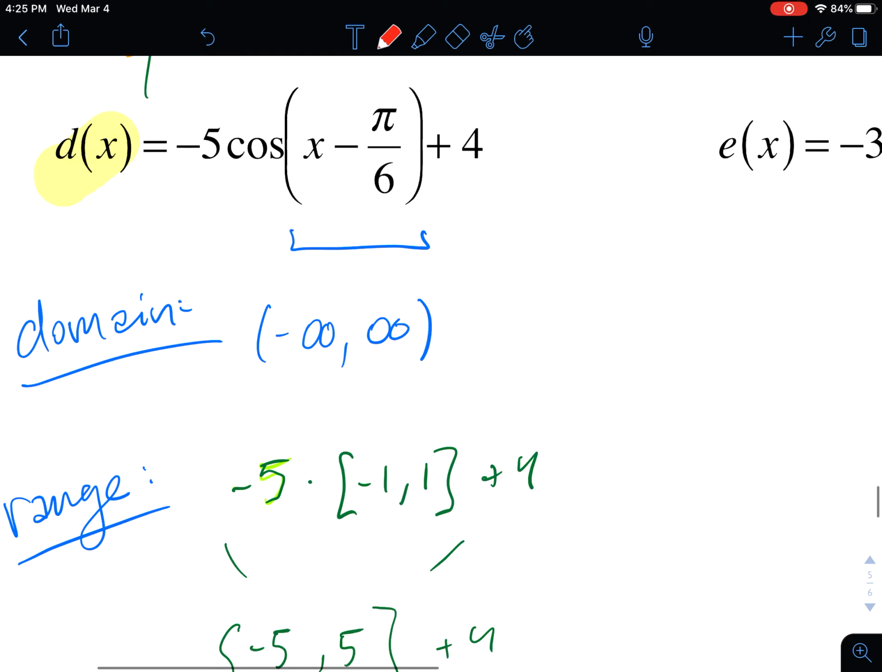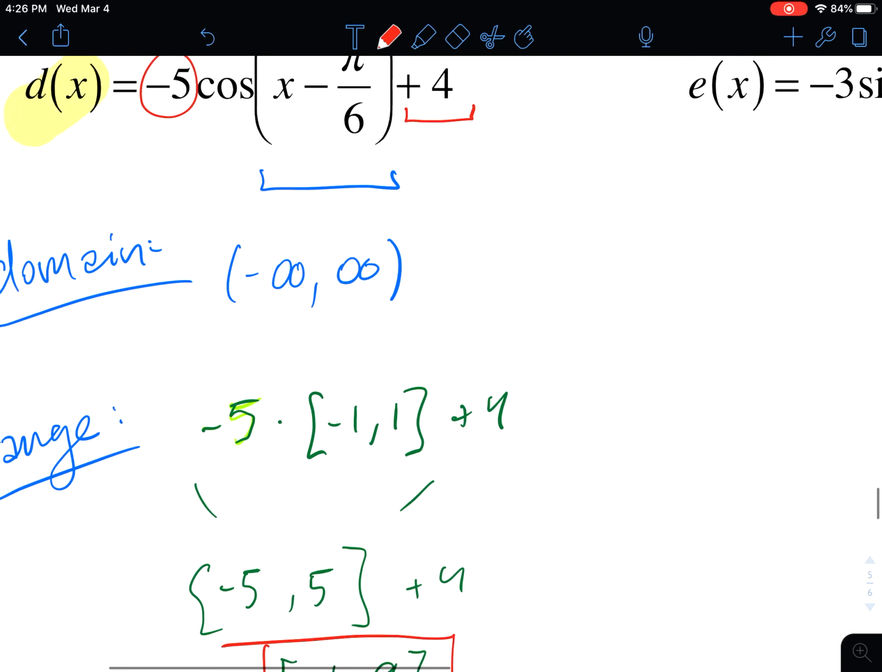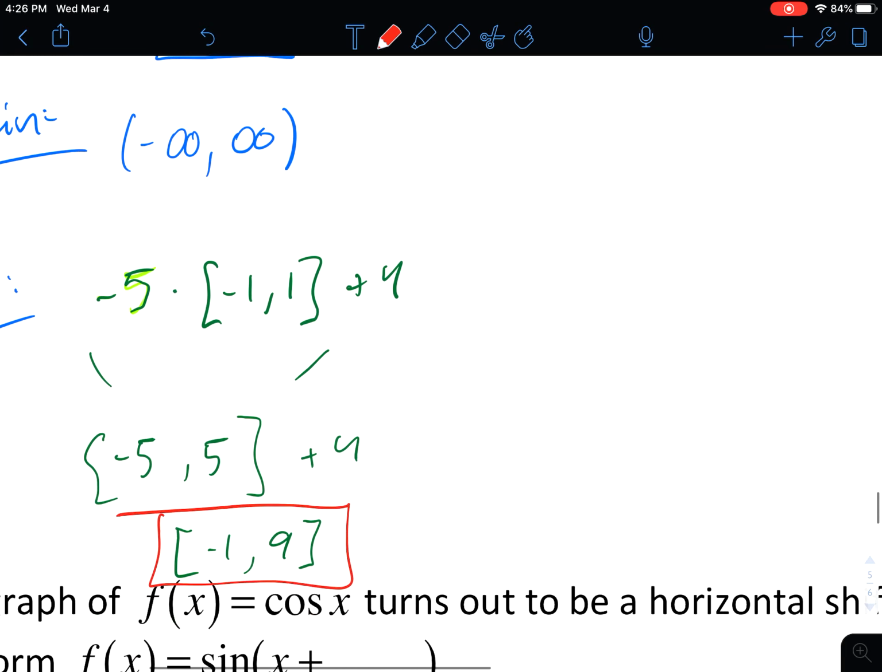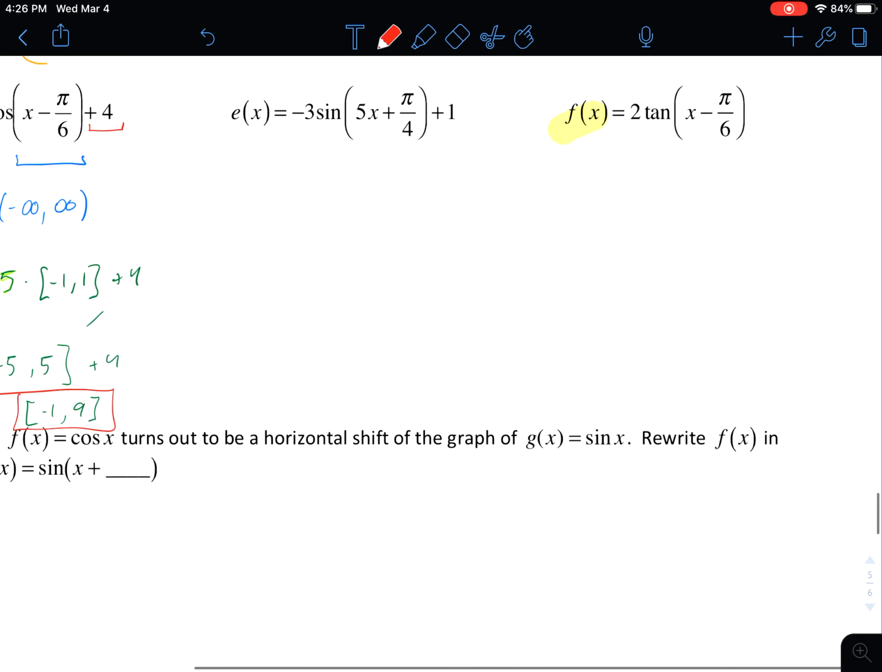Some people also find it helpful to think of this negative 5 as the amplitude of the cosine curve, its height. It goes up from negative 5 to 5, and then this 4 as a shift upwards, which is why the negative 5 becomes negative 1, and the positive 5 becomes 9.